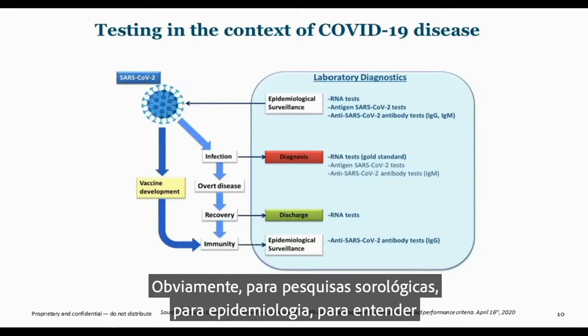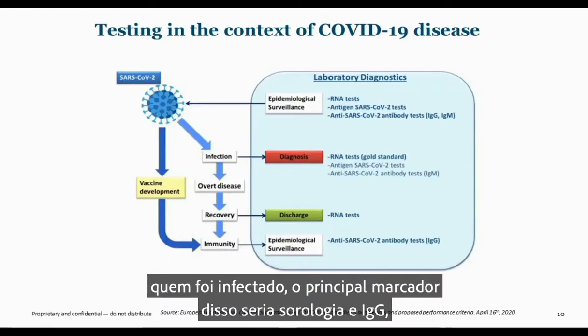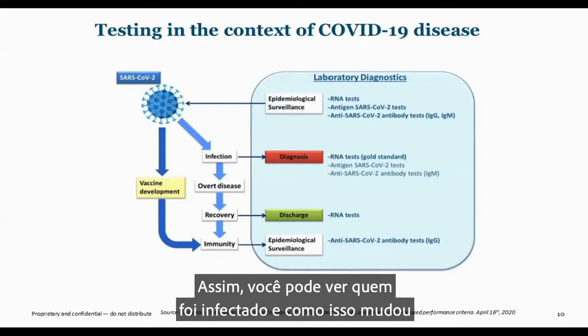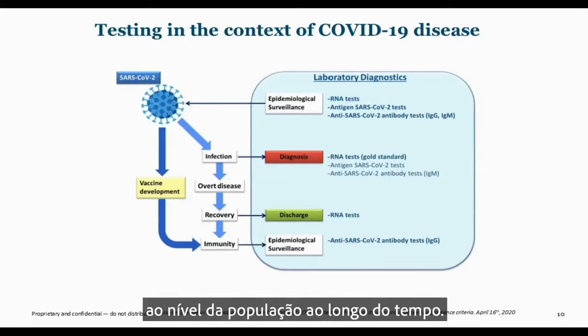And obviously for serological surveys, for epidemiology, for understanding who has been infected, really the main marker for that would be serology and IgG, particularly because it's the most durable marker. So you can see who has been infected and how that is changing at the population level over time.